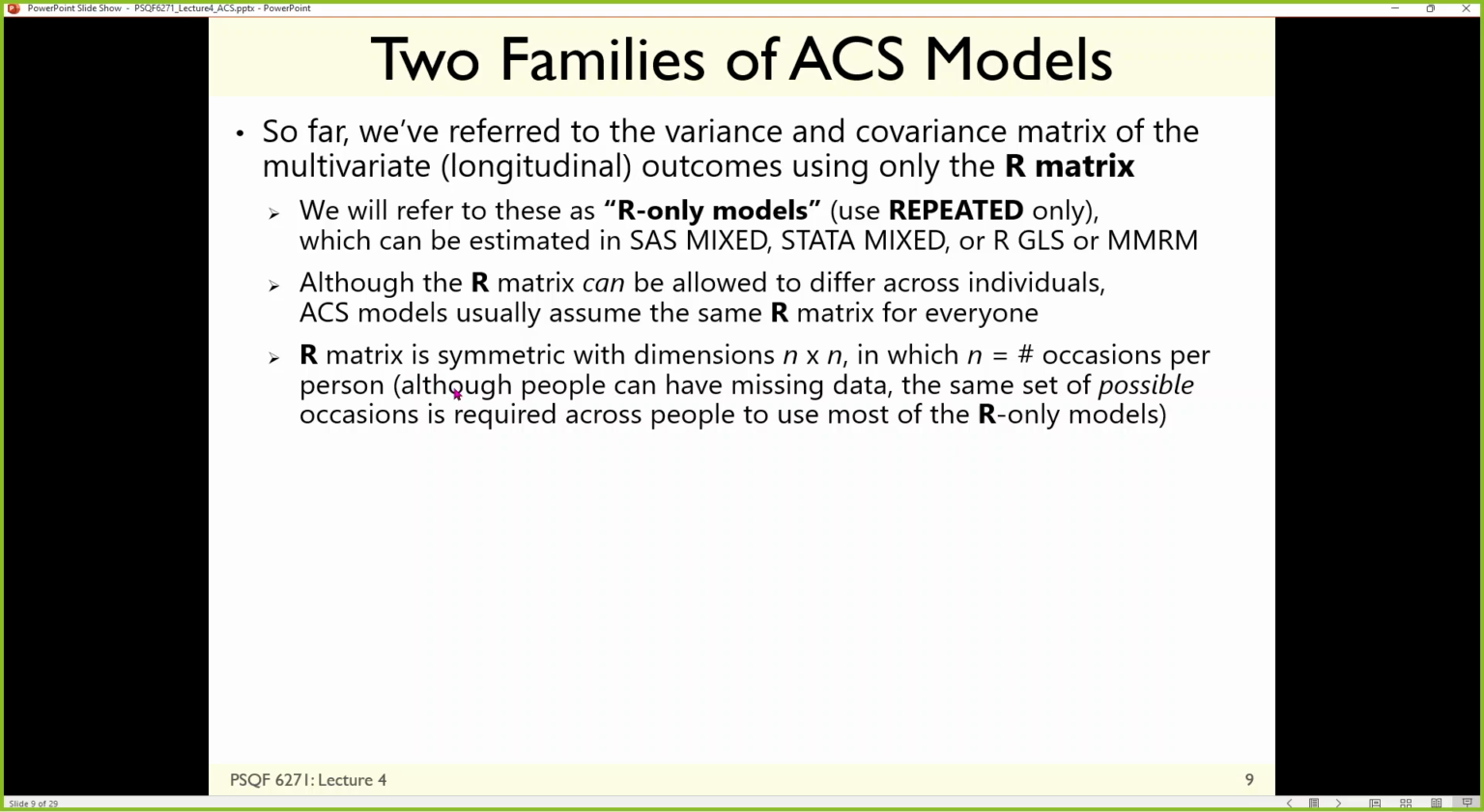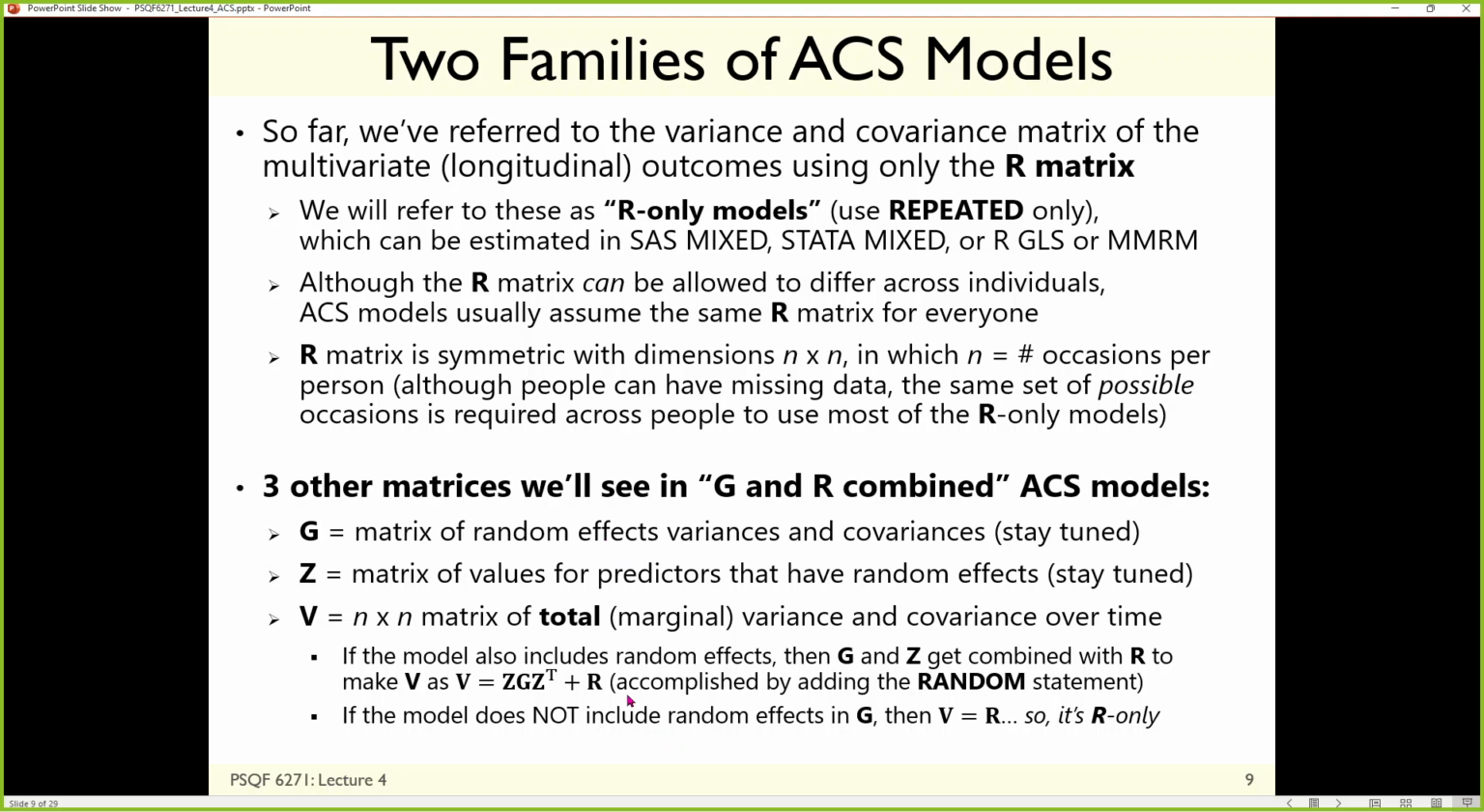So our R matrix is going to be symmetric with dimensions of level 1 number of occasions, so I'm using lowercase n for that, n by n. And so that means that each person would have potentially a differently sized R matrix based on how many occasions they're contributing. When you ask for the R matrix to be printed in your output, you may have to find somebody in your data set that has complete data and ask it to be printed for them. Otherwise, you won't see the complete version.